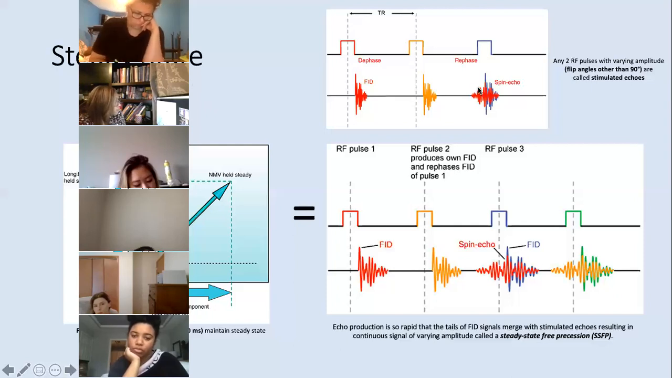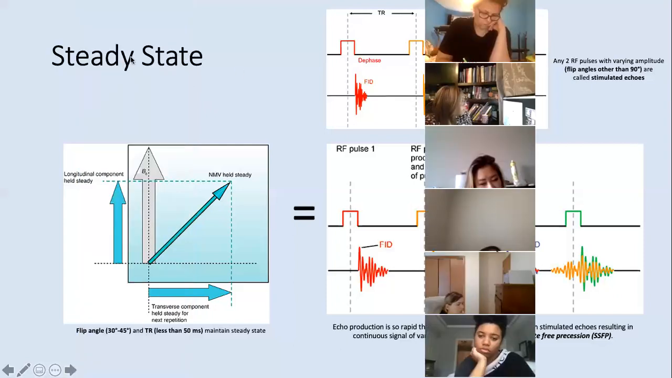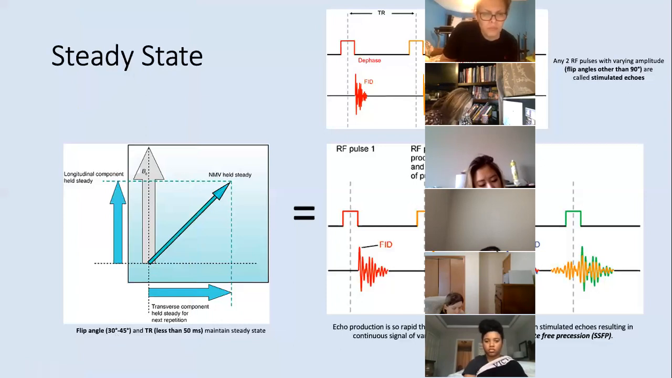So if you take anything away from the slide, note this is the steady state. Draw it down here. This is the steady state. This is what it looks like. Energy in equals energy out, and you need two important parameters. TR has to be less than 50 milliseconds, so it has to be very short, and flip angle has to be between 30 and 45 degrees. That maintains that steady state. Over here is talking about the stimulated echo.